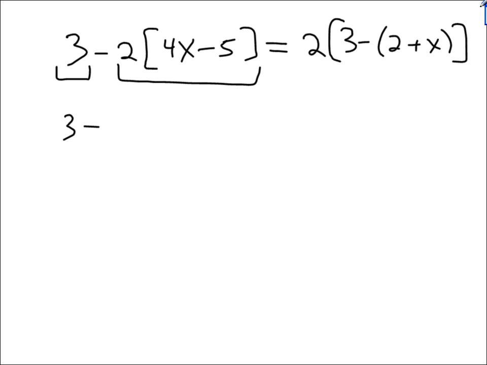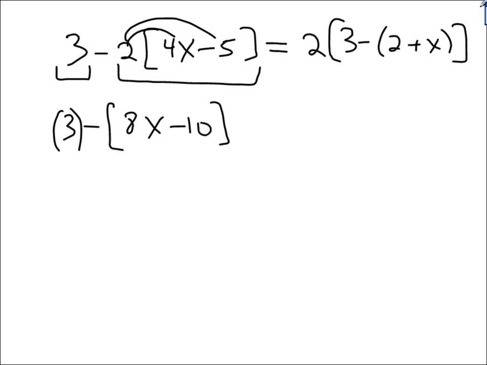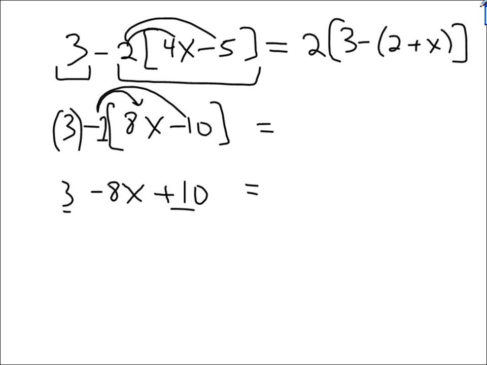3 minus 3 minus 8x minus 10. There's an understood 1 there. Minus 1. Minus, so I'll distribute the minus 1. Minus 1 times 8x is minus 8x. Minus 1 times minus 10, or negative 1 times negative 10, is positive 10. 3 plus 10, 13, minus 8x. That's what the left side equals, all cleaned up.